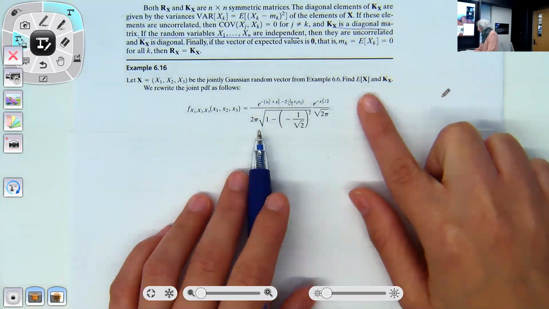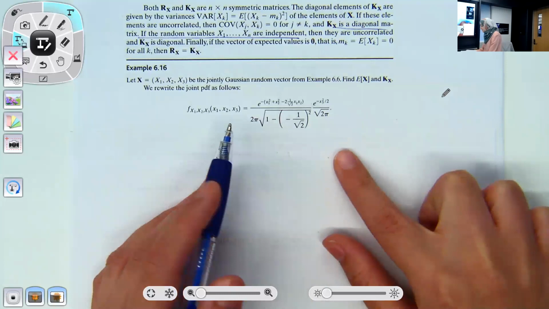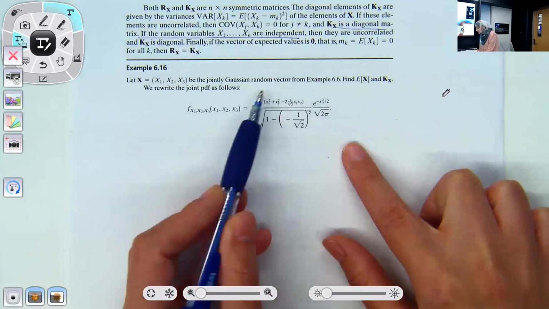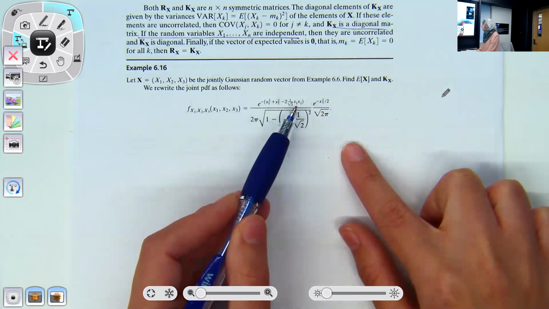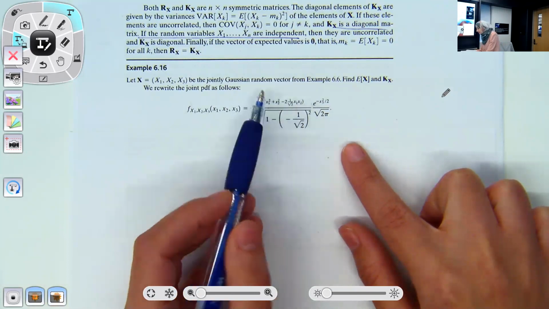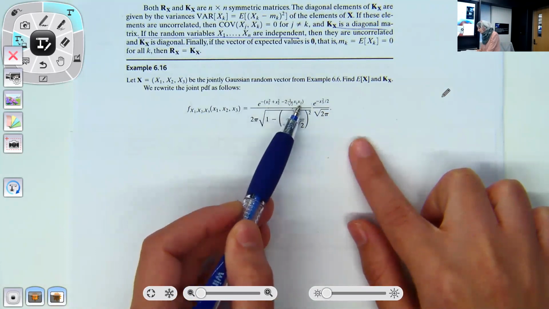They ask you to find the expected value of x. If you look here, the exponential gives you the relation between x1 and x2. There is a relation between x1 and x2, and there is the value of rho between x1 and x2.